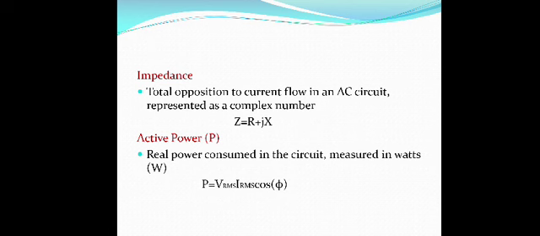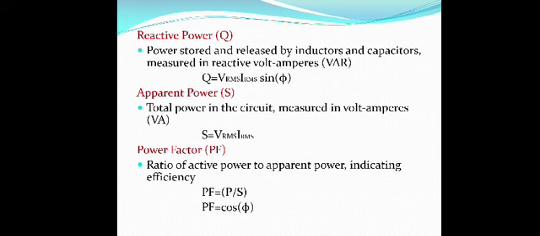Coming to the definition of active power. Real power consumed in the circuit is called active power. Its unit is watts, and the formula for active power is P equal to VRMS into IRMS into cos phi. Whereas the definition for reactive power Q is the power stored and released by inductors and capacitors, measured in reactive volt amperes. Its unit is var and it is denoted with the letter Q. Q is equal to VRMS into IRMS into sin theta is the formula for the reactive power.